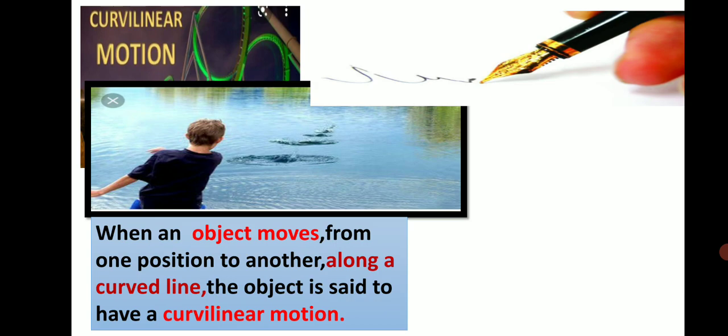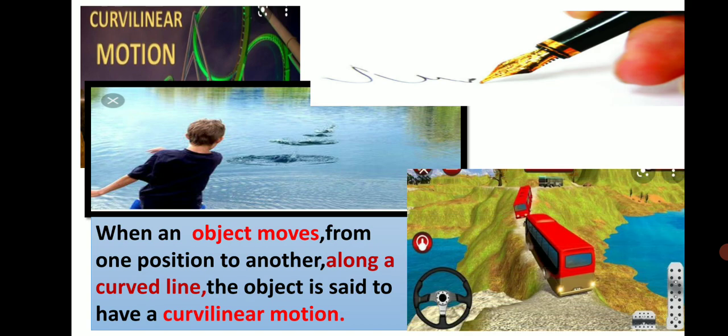Another example of curvilinear motion is moving a pen and the zigzag path of a bus at a hill station. So students, we have covered curvilinear motion. Curvilinear motion means what? When an object moves from one position to another along a curved line, the object is said to be in curvilinear motion.